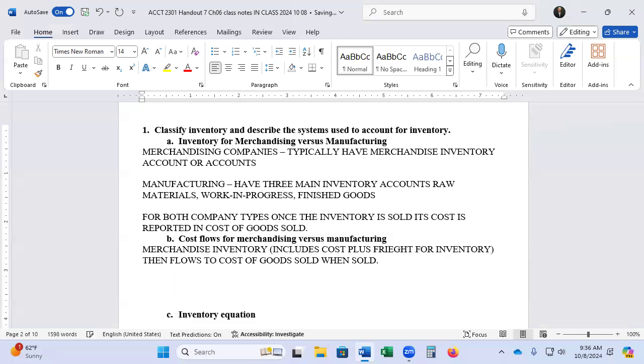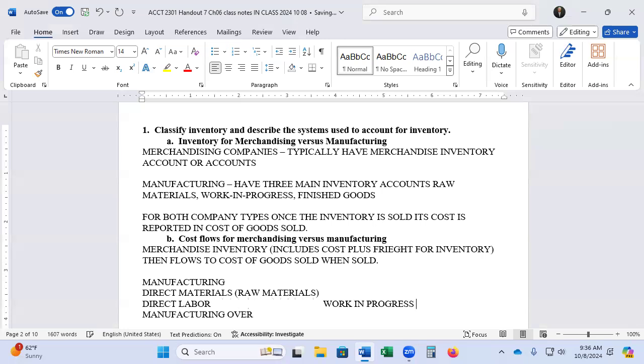For manufacturing, they have direct materials, direct labor, and manufacturing overhead, where direct materials, remind you, is usually raw materials. And so these three flow into work in progress. Once it's done, it goes to finished goods.